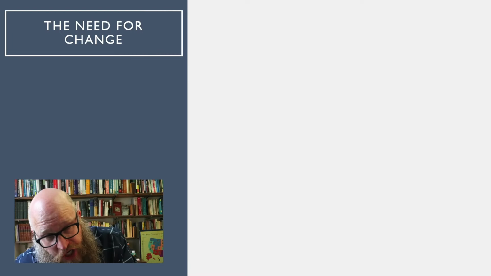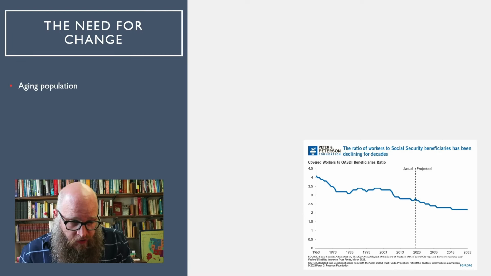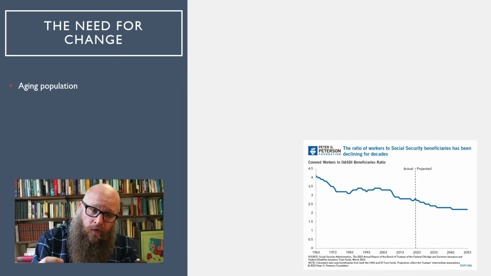Here's the thing with Social Security and why people are talking about it. There is a need for change. We have an aging population. This particular graph shows us that in 1963, there were 4 workers for every person who was on old age Social Security benefits. Today, that number is less than 3. It's projected to fall closer to 2 over the next few decades.